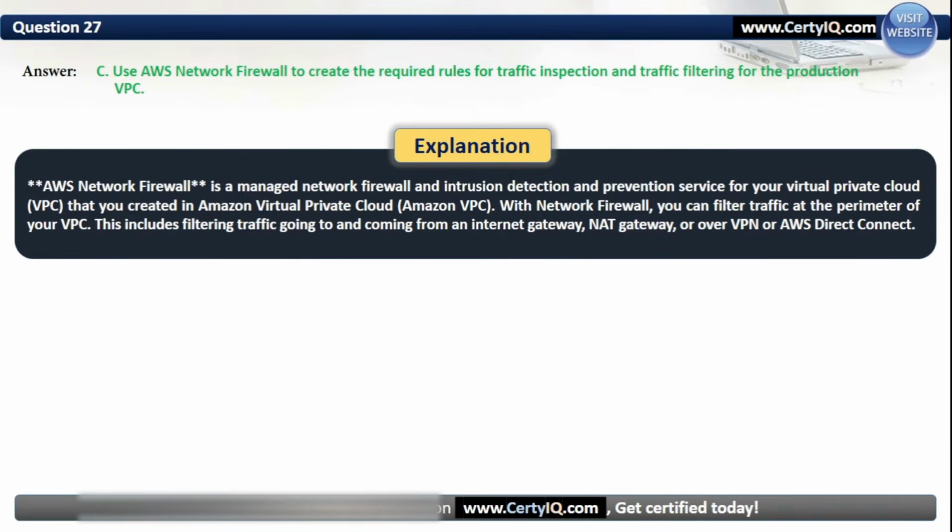AWS Network Firewall is a managed network firewall and intrusion detection and prevention service for your virtual private cloud that you created in Amazon Virtual Private Cloud. With Network Firewall, you can filter traffic at the perimeter of your VPC. This includes filtering traffic going to and coming from an internet gateway, NAT gateway, or over VPN or AWS Direct Connect.